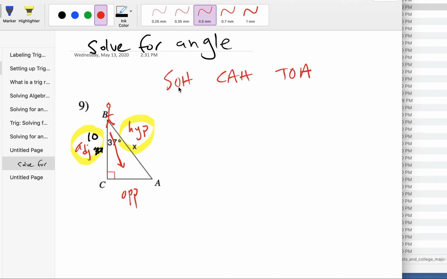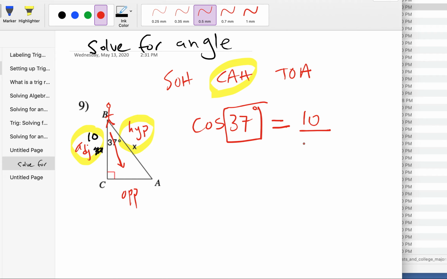SOH CAH TOA are reminding us of our ratios: opposite over hypotenuse, adjacent over hypotenuse. So that's the one we're looking for, A and H. So we're going to use cosine. Cosine of 37 degrees, because here the angle always goes next to the word, equals adjacent 10 over x. Okay, so this is probably something we could set up.